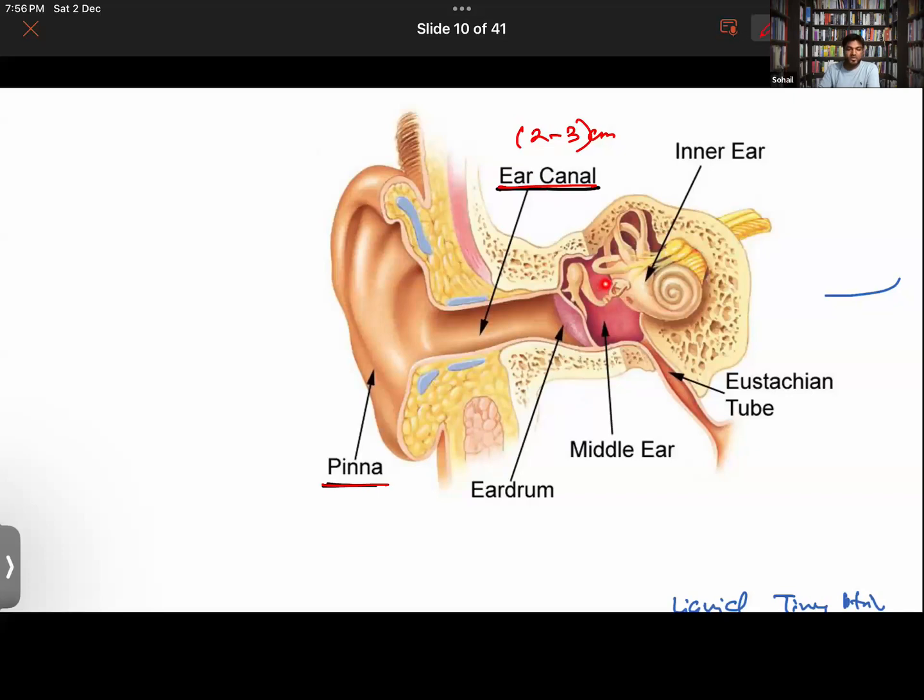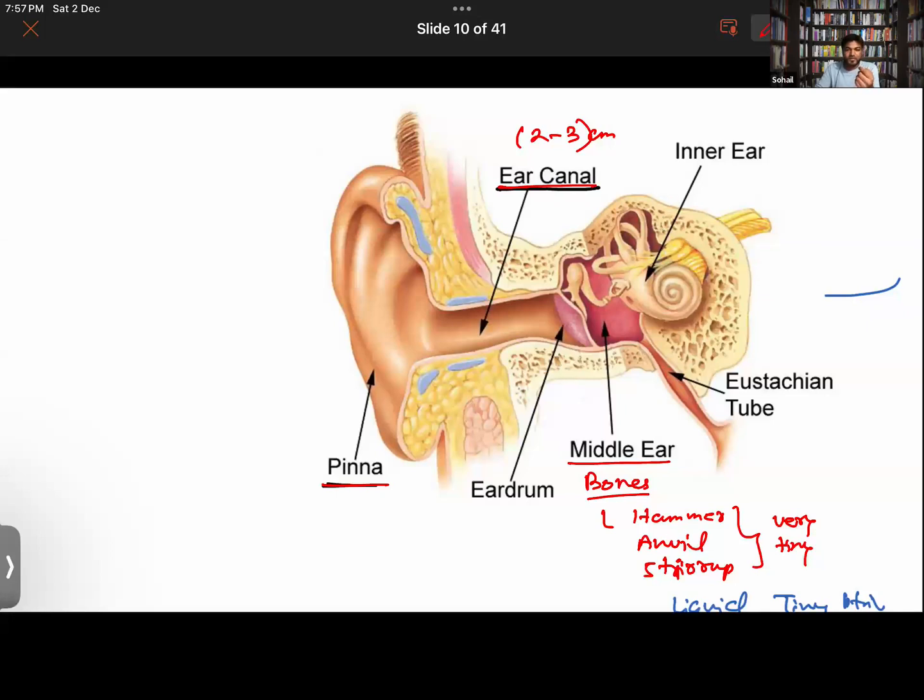Now after the eardrum ends, the middle ear starts. You have three bones in the middle ear, namely the hammer, anvil, and stirrup. These are the three bones found in the human ear, and they are very tiny. The stapes bone is present in the middle ear, but you just have to study the hammer, anvil and stirrup.